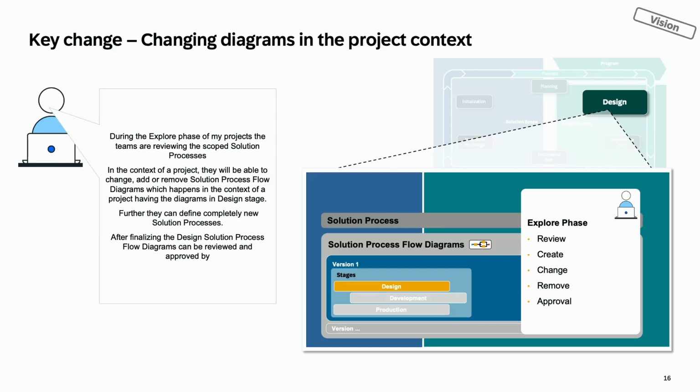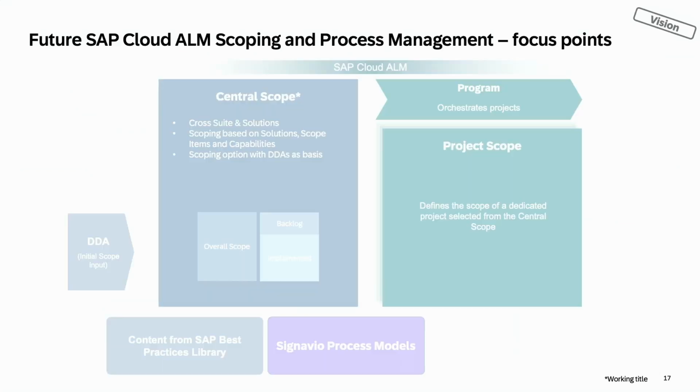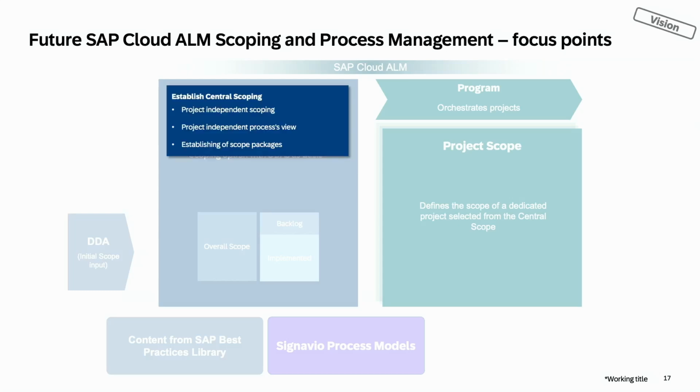With that, now what's ahead of us? Let's take a look at basically the work list that is ahead and that will define our roadmap in this area. Of course, we have to establish the central scope as such, with the project independent scoping, with the independent process views, with the new element of packages that we foresee.